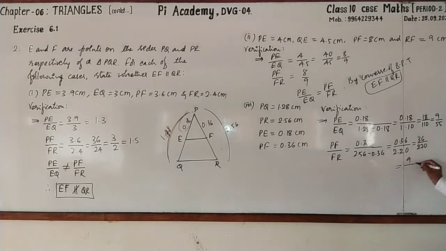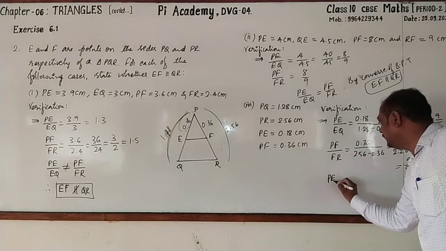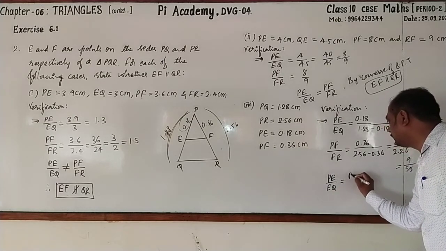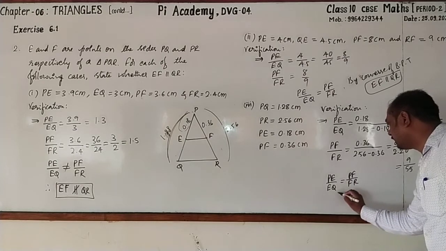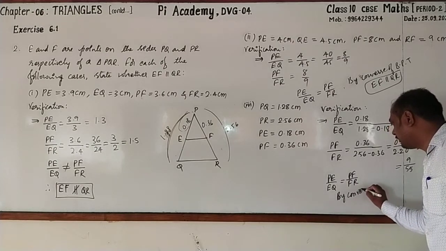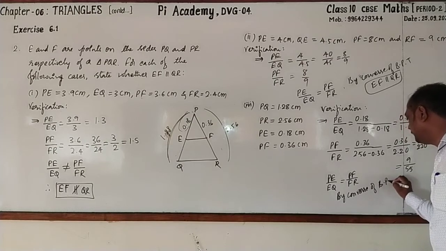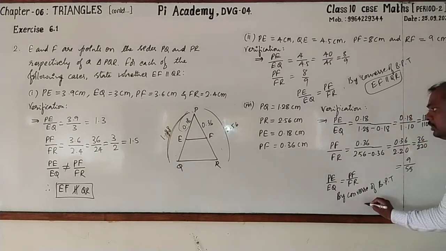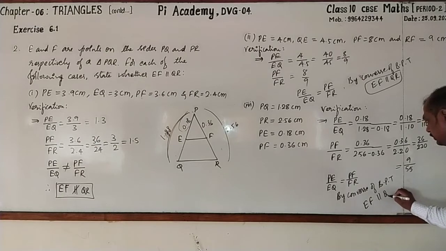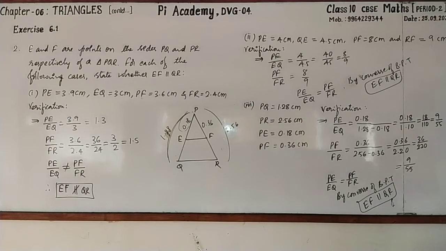4 9s are 36, and 4 5s are 20, 2 will remain, again 20. 4 5s are 220. See that? 9 by 55, 9 by 55. Both the ratios are equal. Here I write PE by EQ is equal to PF by FR, by converse of BPT. What can you write? We can write EF parallel to QR. Understood? Yes. Go for copying this.